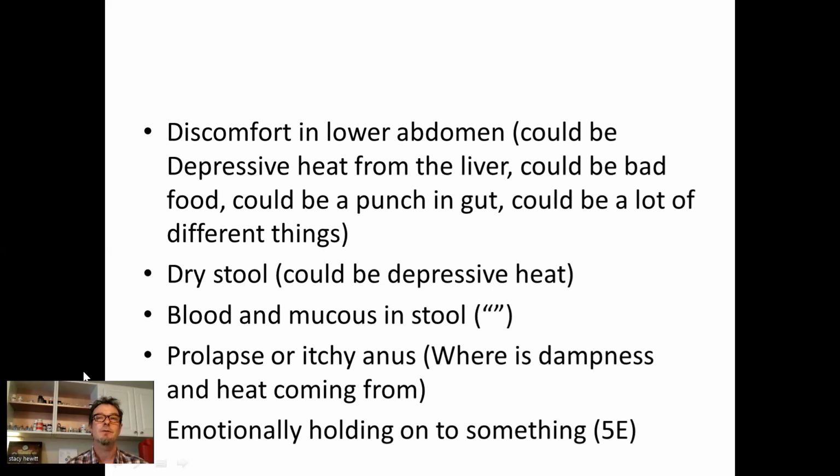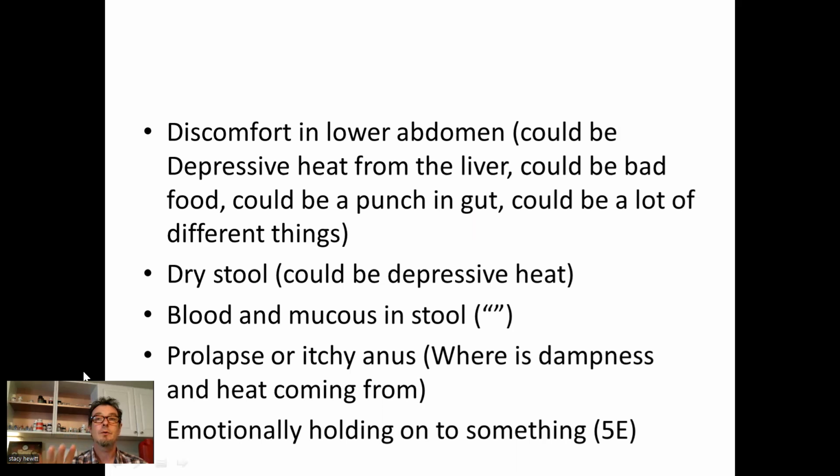That could be depressive heat from the liver. It could be they ate some food that's bad. Somebody could have hit them in the stomach. Houdini used to have this trick where he would let anyone punch him in the stomach, and he could resist tremendous blows. But then one day, and this is how he died actually, he challenged a really strong man to do that, and the guy hit him, and he wasn't prepared for it, and I think it burst his appendix and it killed him.